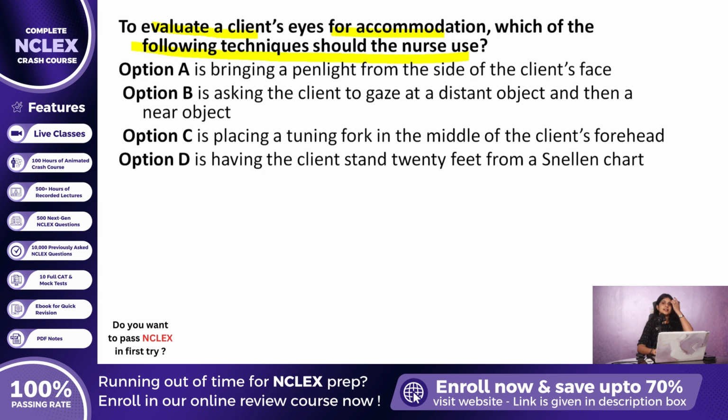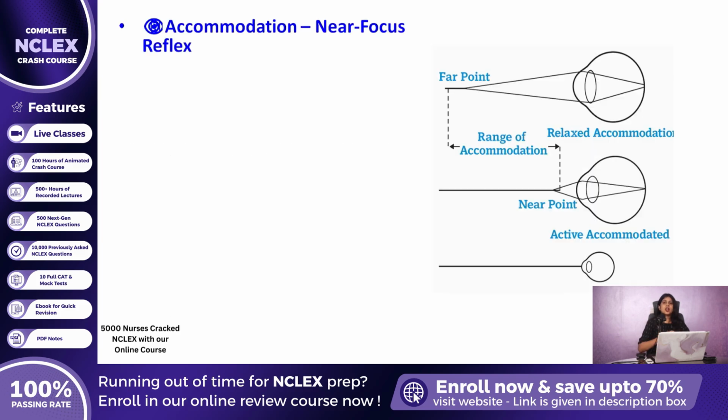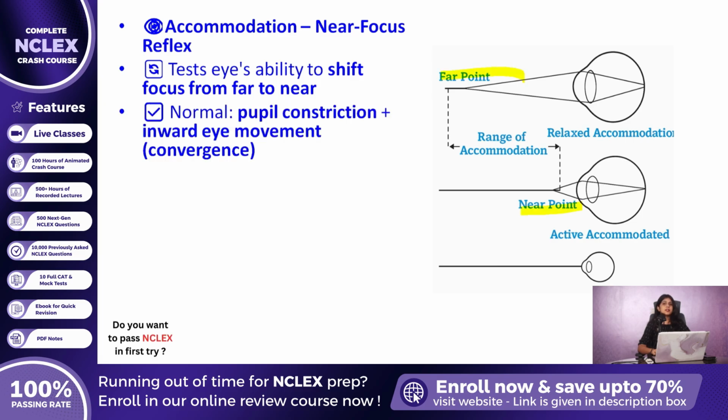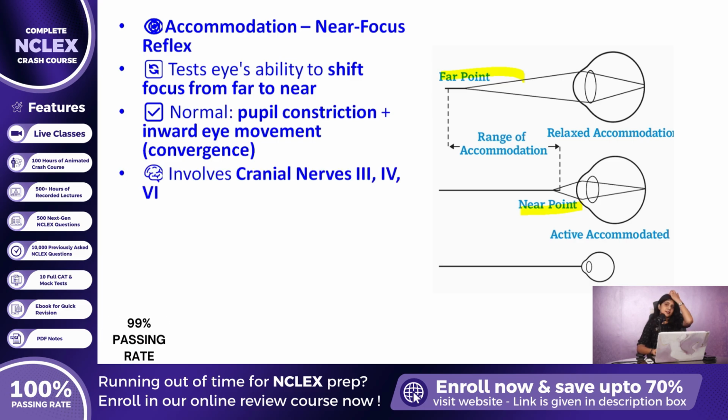The correct answer is option B, ask the client to gaze at a distant object and then at a test object held nearby. Here's why this is correct. Accommodation refers to the eye's ability to adjust its focus between far and near objects. When functioning properly, the pupils constrict and the eyes move inward, a process called convergence. When focusing on something close, this test checks the function of cranial nerves 3, 4, and 6.